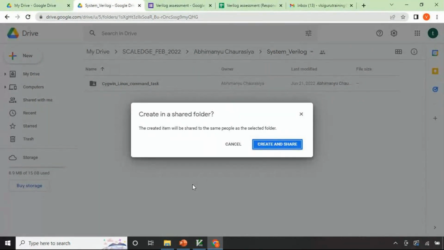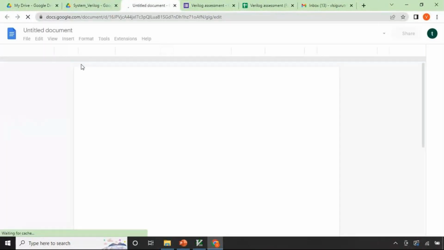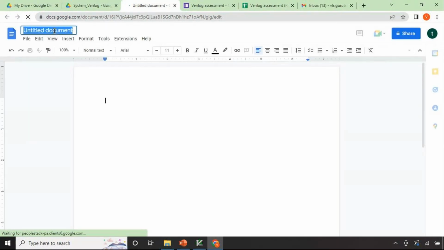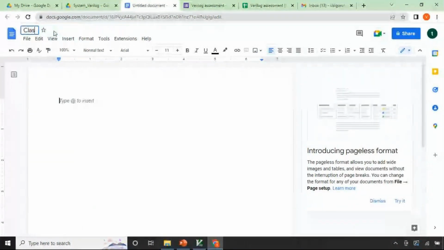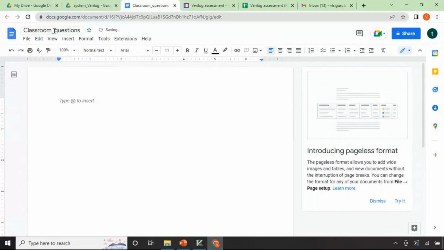Please don't ask me how should I do it. Create a sheet, in class questions. It can be classroom notes, classroom questions, any name. Just create a file by the name classroom questions.